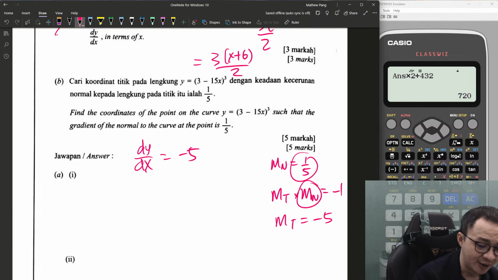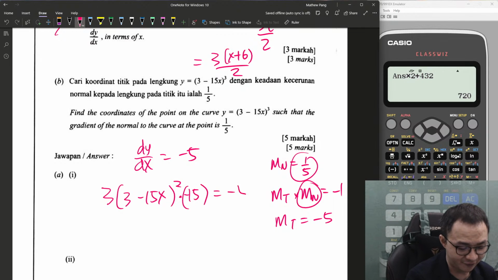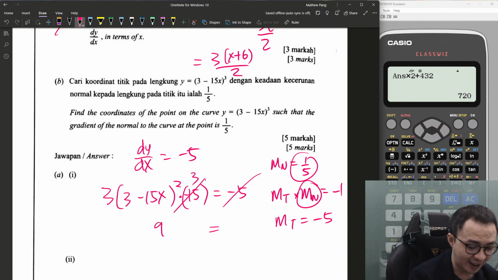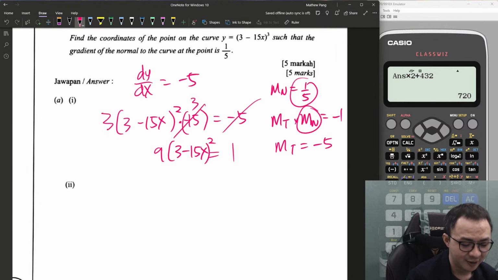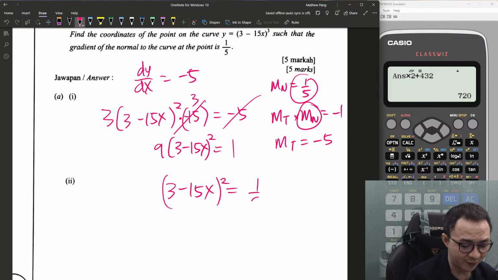Okay, do it yourself. So I differentiate this one, 3, I move to the front. Inside I copy minus 1. Differentiate inside, negative 15, equals negative 5. So negative 5 and negative 5 I cut, I get 3 here. So this is 9. So 9 (3 minus 15x) squared equals 1. Okay, let's solve it. So (3 minus 15x) squared equals 1 over 9.